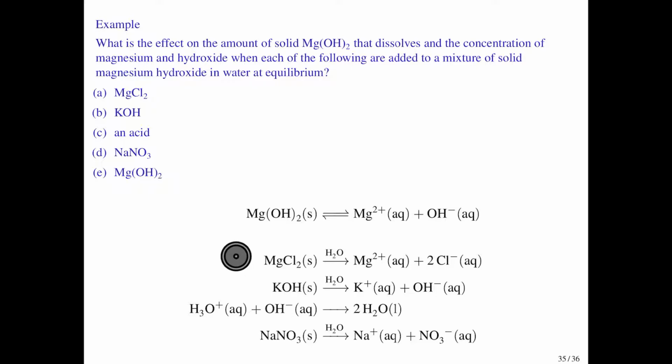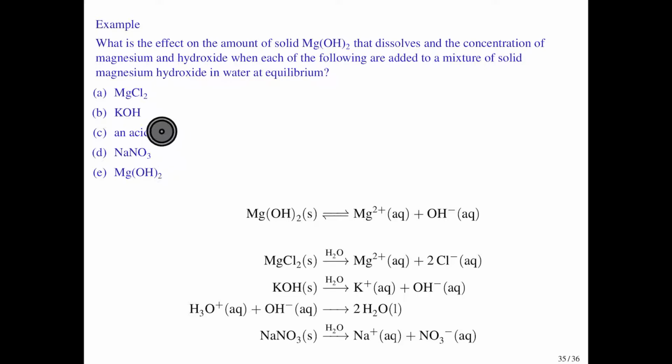What happens when you add a strong base like potassium hydroxide? Potassium hydroxide dissolves readily and you get hydroxide ions in solution. We have another common ion that's going to increase the concentration of the hydroxide. It's going to shift this reaction to the left. Again, you're going to be making the magnesium hydroxide less soluble in a strong base solution.